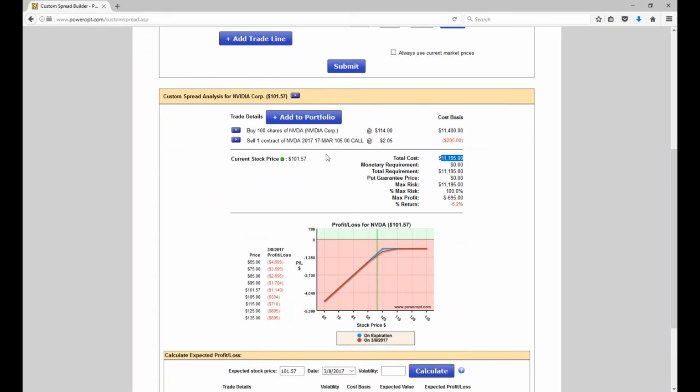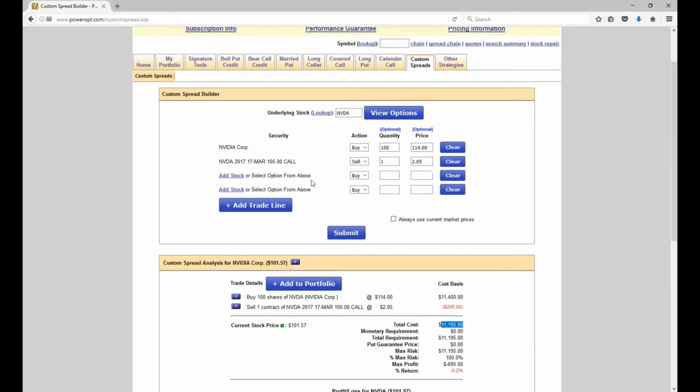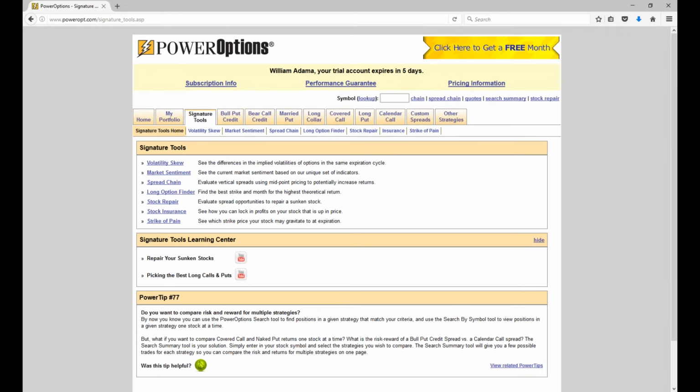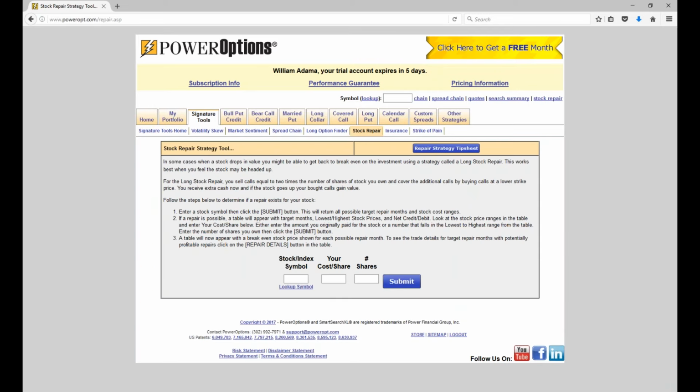But with our stock trading at 101, is there a way now that we can maybe get into a position to fix this? Okay, well, let's go back to the signature tools. Let's see what the stock repair has for us. The stock repair tool is fairly easy to use at first, then we have to do some description. So put in our stock symbol, NVDA, $114 cost per share, and we're just going to use 100 shares to keep the math simple.